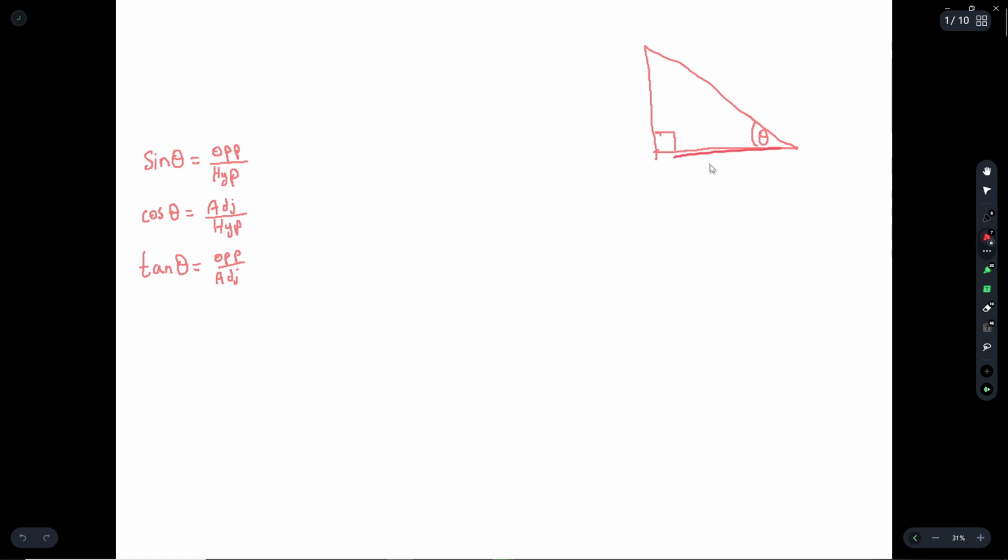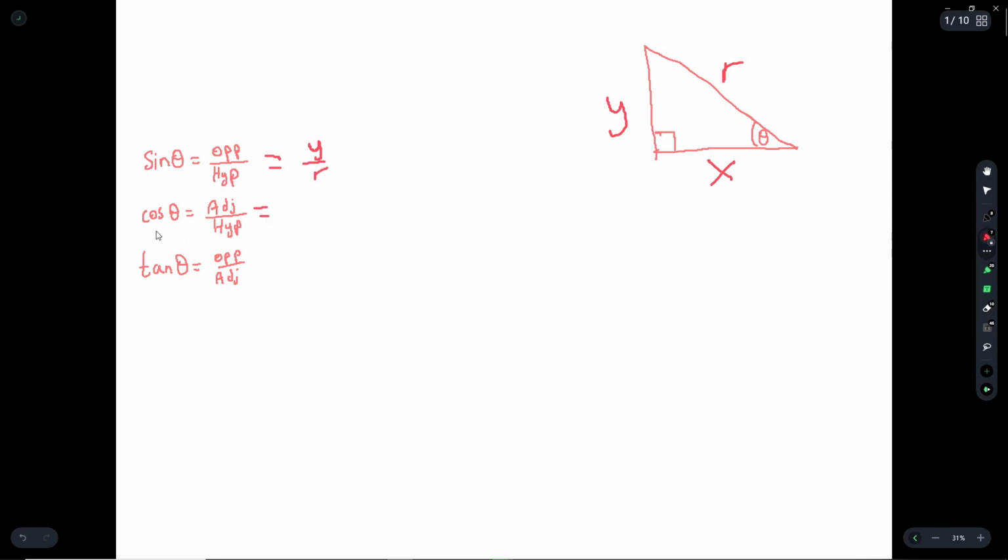So the x-axis, I'll name it x. I'll name the y-axis y. I'll name this r. So first of all, we have sine theta is equal to opposite over hypotenuse. We have sine of theta. This is the opposite, this is the hypotenuse, so it will be y over r.